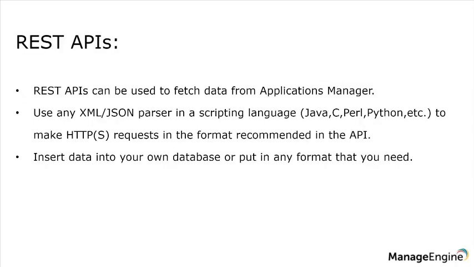Applications Manager provides REST APIs for fetching data from Applications Manager. Using this API, Applications Manager data can be integrated with any internal portal or third-party system management software. The data can be represented in a single dashboard itself, and by using any XML parser in a scripting language such as Java, C, Perl, or Python, you can make an HTTPS request in the format recommended in the API. This data can then be inserted into your own database or put in any other format that you need.